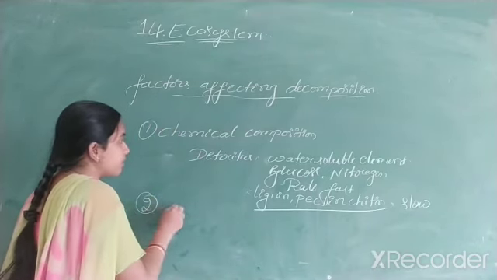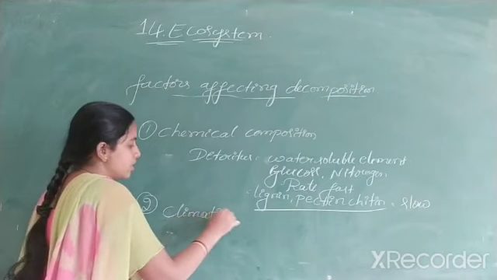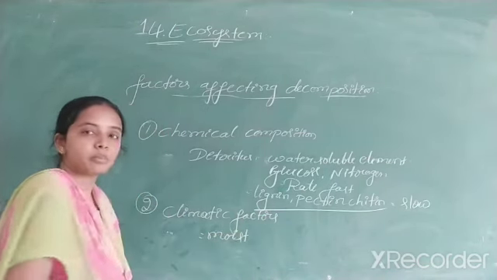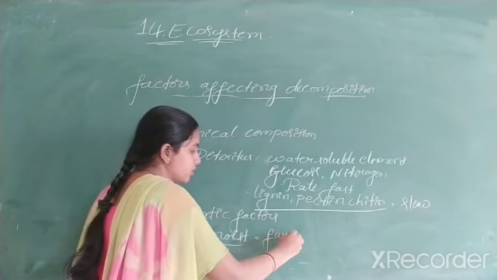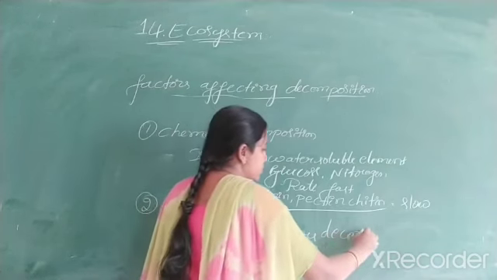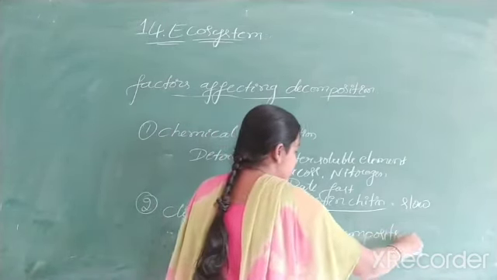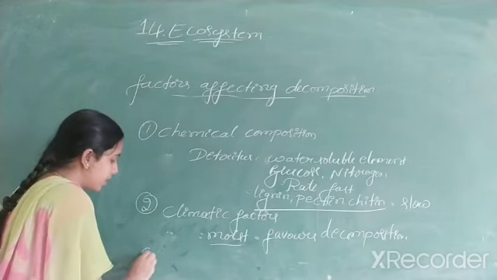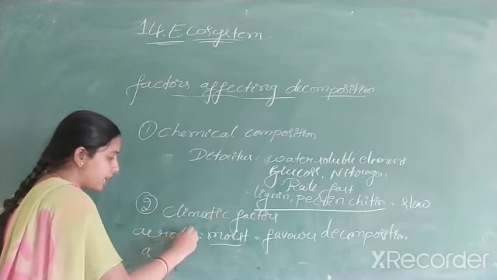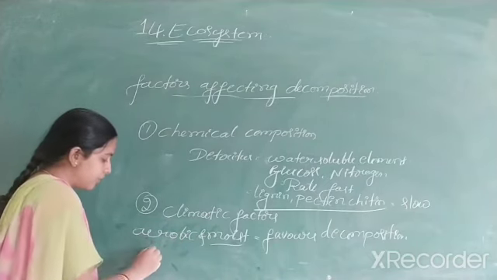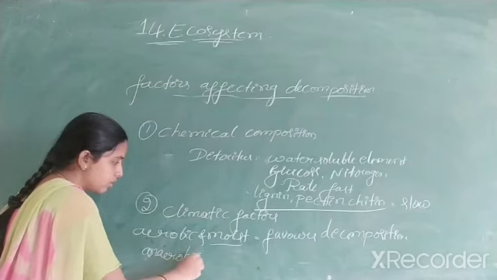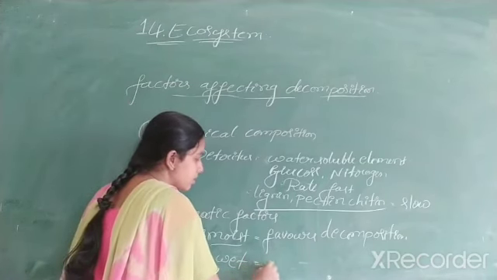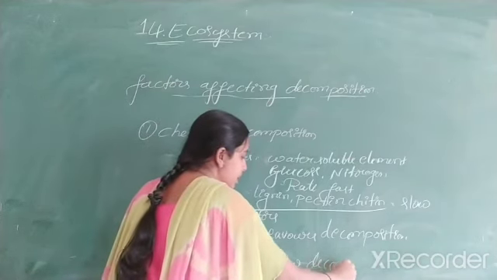Here is a climatic factor. If the environment is moist, it favors the decomposition. A moist environment makes decomposition fast. Aerobic conditions are also needed: aerobic and moist conditions make decomposition fast. If the condition is anaerobic and wet, the decomposition rate is slow.